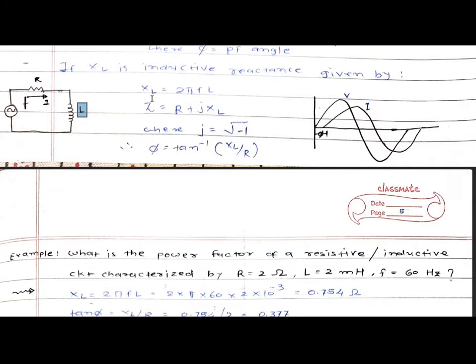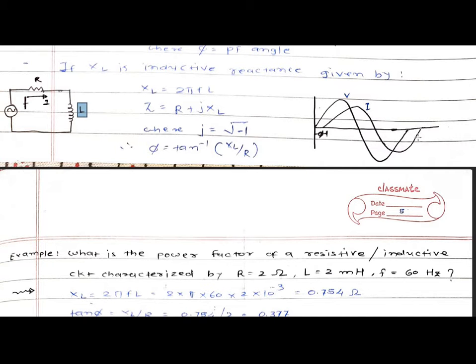The reactive term is multiplied by j, the imaginary term, where j is equal to under root minus 1, and phi is equal to tan inverse XL by R. Phi is equal to tan inverse XL by R. So this is the power factor angle.